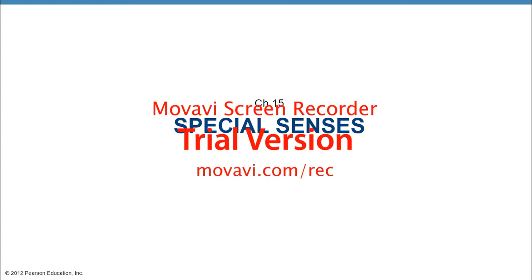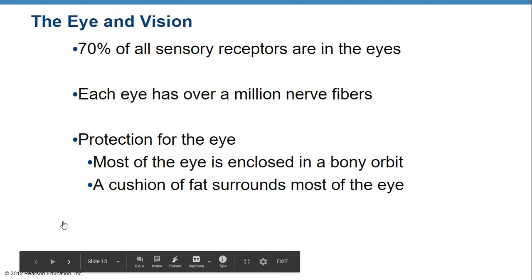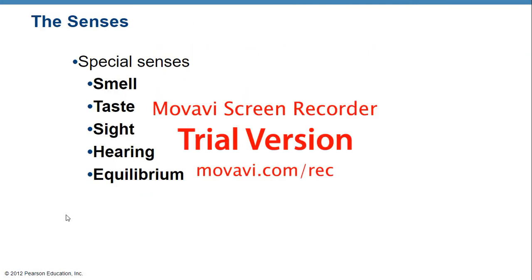Good afternoon, class. So today's online lecture is going to deal with Chapter 15, Special Senses. So the special senses are smell, taste, sight, hearing, and equilibrium. And we're going to talk about those in this lecture.